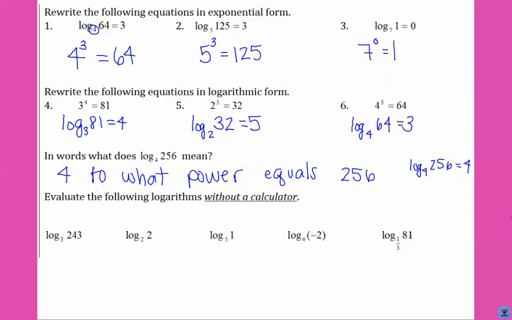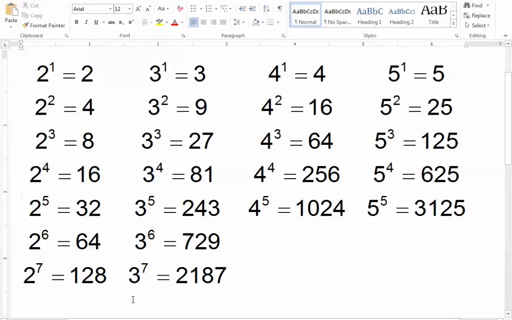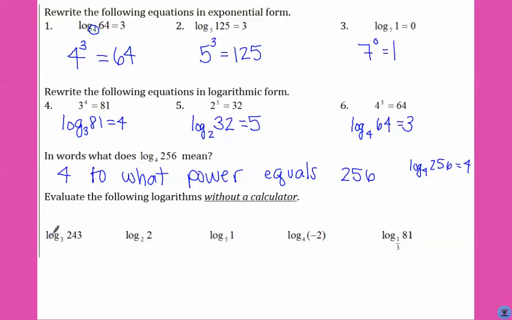So in this first example, 3 to what power is 243? Look on our sheet. 3 to what power is 243? It's 5. So this whole thing just equals 5. It's not x equals 5. It's just 5. We simplified it. 2 to what power is going to give us 2? That would be an exponent of 1. 5 to what power gives us 1? Well, everything to the 0 power is equal to 1.